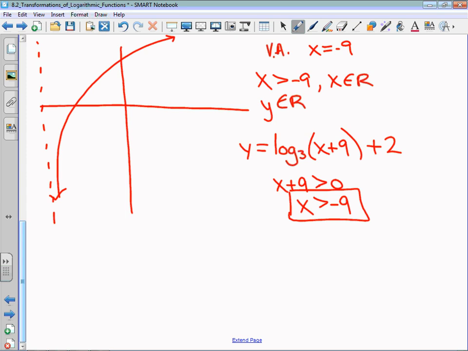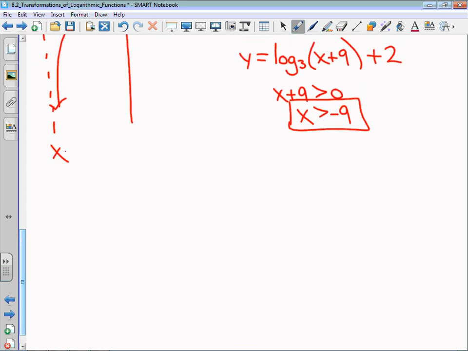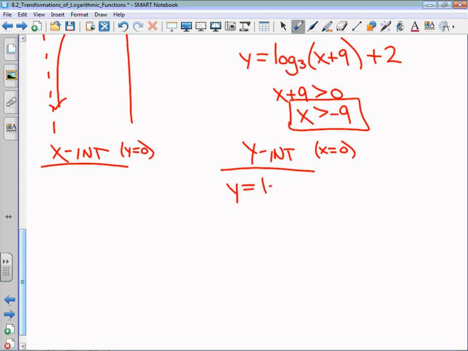Okay, the only other piece that we're going to do here is our intercepts. I'm going to label those as x-intercept. I'll just put beside it, that means that y is equal to 0. And y-intercept, we already know what this is, but I'd like to confirm it. At every y-intercept, x is equal to 0. All right, well, let's do the easy one first, which I think is setting x equal to 0. That would mean that y is equal to log base 3 of (0 plus 9) plus 2. So y is equal to log base 3 of 9 plus 2.